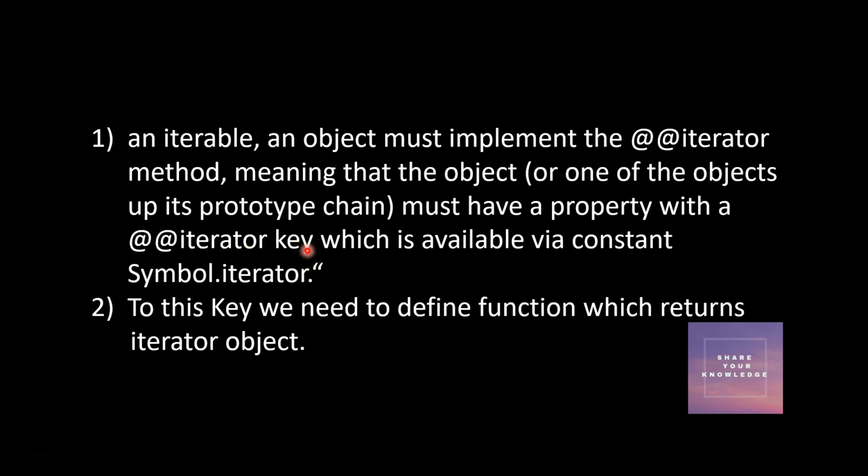The iterator key you can get through Symbol.iterator. With the introduction of Symbol, you can get this unique value using Symbol.iterator. And to this key, what you have to set is an iterator object. Through this iterator object only, the for loop tries to retrieve the values one by one. So it provides a sequence.